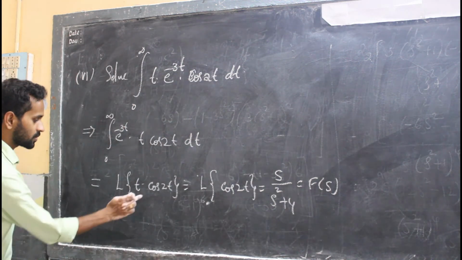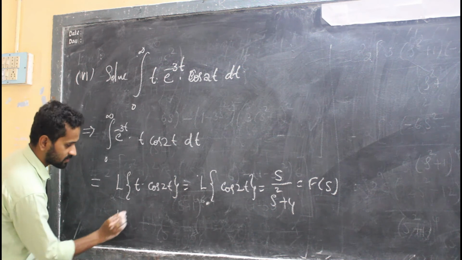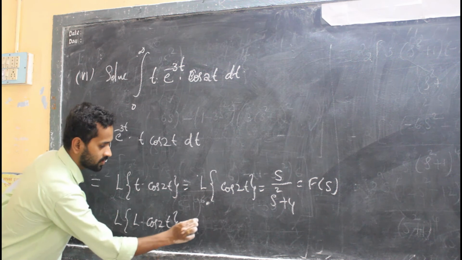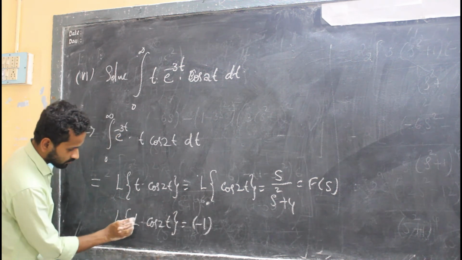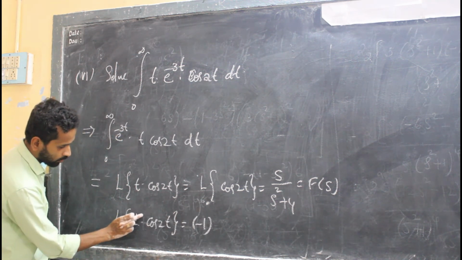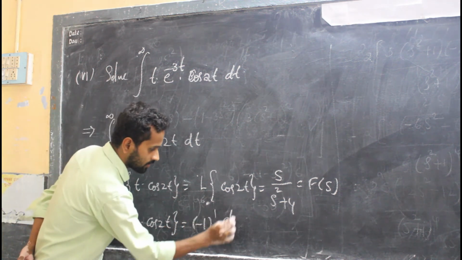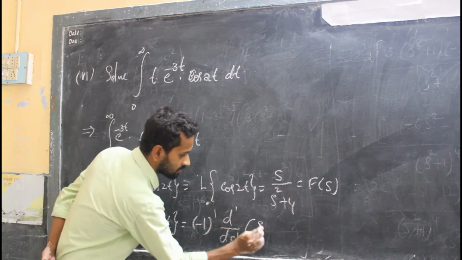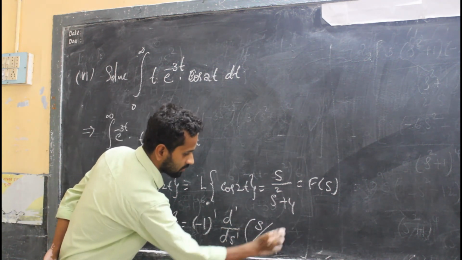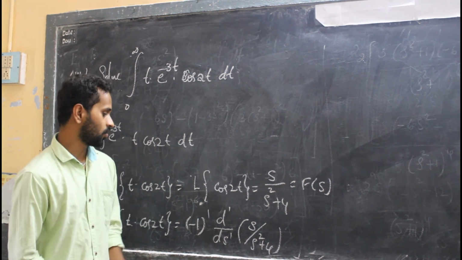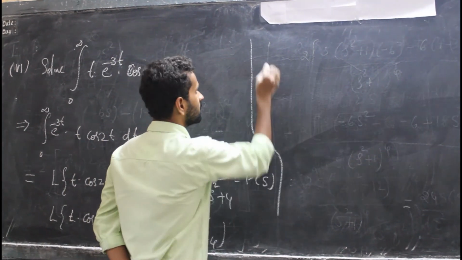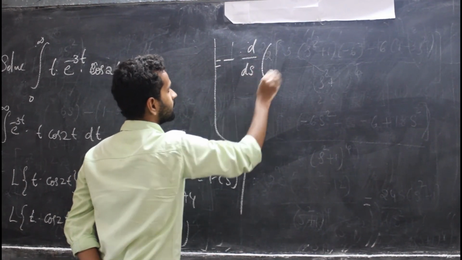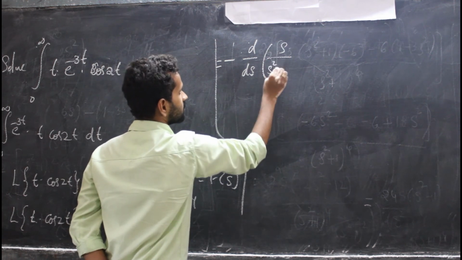Now take this and substitute back. The Laplace transform of t into cos 2t can be written now as minus 1. What about t power n here? T power 1, that is n equal to 1, and d power 1 by ds power 1 into F of s, which is what? S divided by s square plus 4. That means I need to differentiate only one time. This becomes minus d by ds of s divided by s square plus 4.